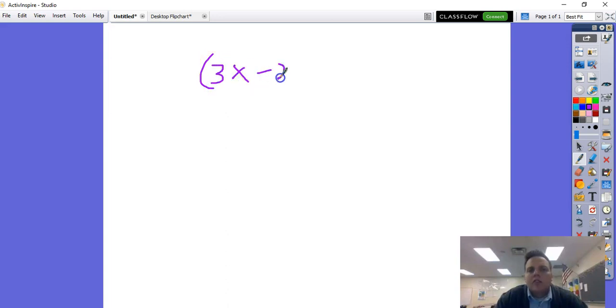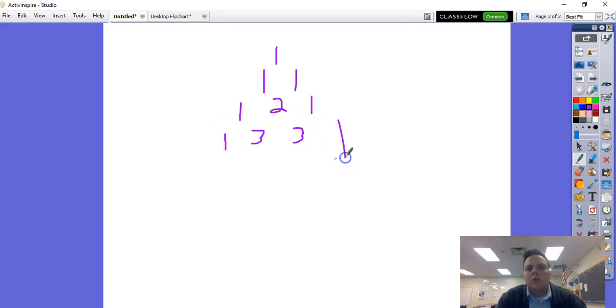3x minus 2. Alright, so this is what I would do. I would go look at your Pascal Triangle. I would go down to the 4th row. You're going to write out the 4th row's coefficients, okay? I don't have that memorized, so let's do Pascal Triangle. 1, 1, 1, 1, 2, 1, 1, 3, 3, 1, 1, 4, 6, 4, 1. All right, there we go.